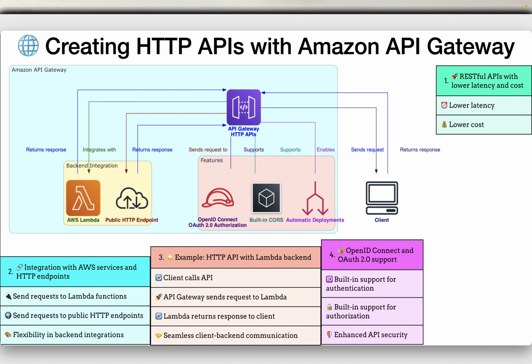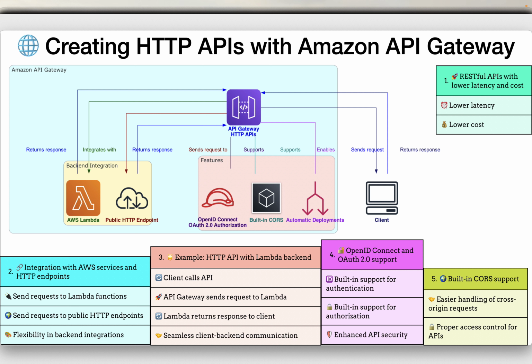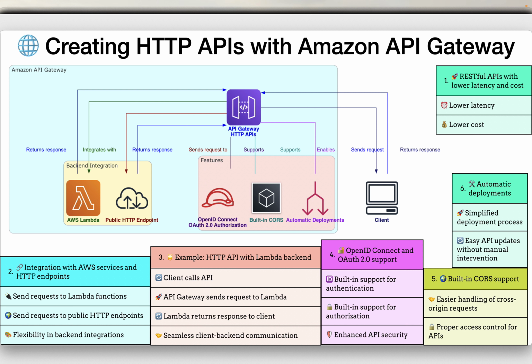HTTP APIs come with built-in support for OpenID Connect and OAuth 2.0 authorization, which further enhances the security of your APIs by enabling authentication and authorization mechanisms. HTTP APIs have built-in support for cross-origin resource sharing (CORS), making it easier to handle cross-origin requests and ensure proper access control for your APIs. HTTP APIs offer automatic deployment capabilities, simplifying the process of deploying and updating your APIs without manual intervention.